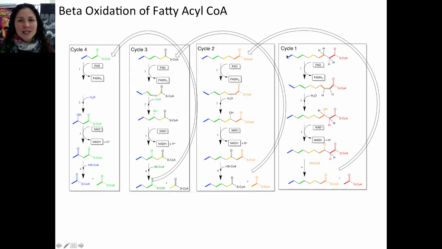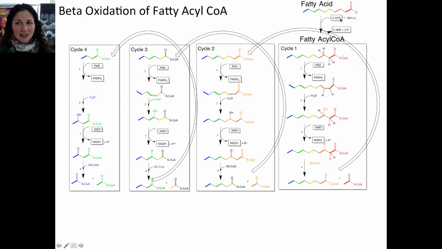I'd like to point out that to make this fatty acyl-CoA, you have to invest 2 molecules of ATP in the beginning. To make a fatty acid into a fatty acyl-CoA, it requires 2 ATP and a coenzyme A molecule. The result is a fatty acyl-CoA. So fatty acids cannot go through beta oxidation until they're converted into fatty acyl-CoAs. This requires an investment of 2 ATP.